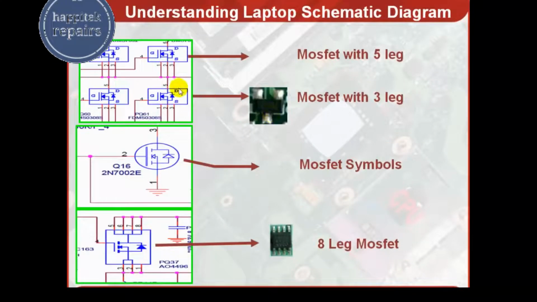The Mosfet symbols will be like this. This is a 5-leg Mosfet, 3-leg Mosfet. Okay, this is a 5-leg Mosfet, a new Mosfet. This is a 3-leg Mosfet. This is a 3-leg Mosfet for this, and this is an 8-leg Mosfet.